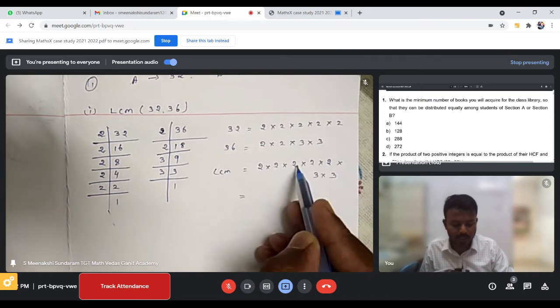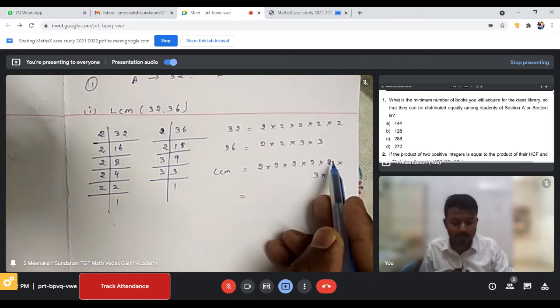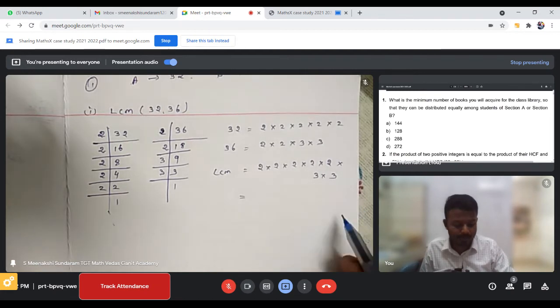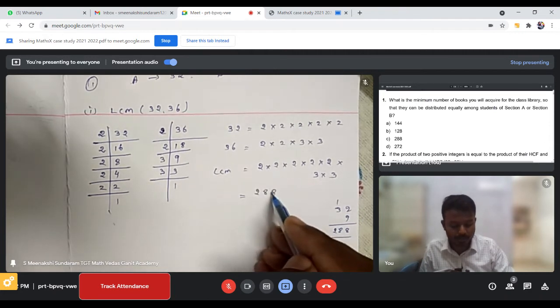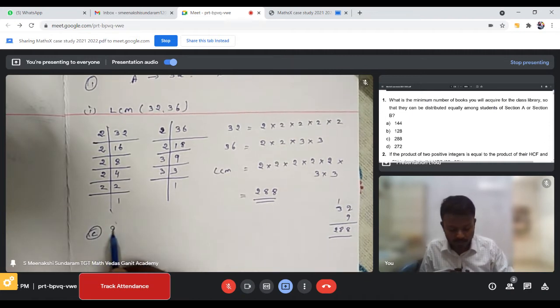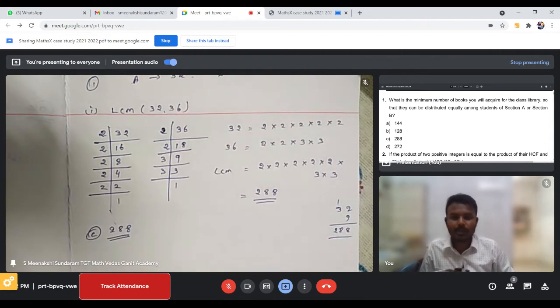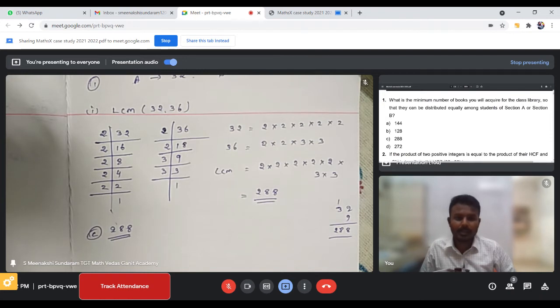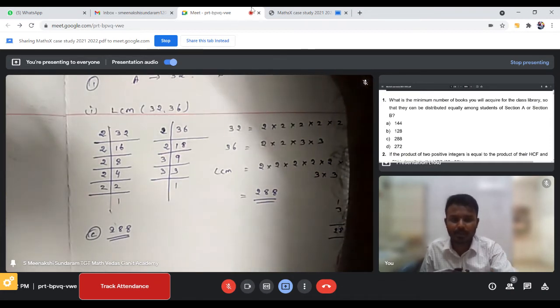Now you should multiply. 2 twos are 4, 4 twos are 8, 8 twos are 16, 16 twos are 32, and 32 into 3 threes is 32 into 9. So you should multiply: 288. So the LCM of these two numbers is 288, and in the options, C is 288. Have you all understood? When they give a situation problem, you need to understand the situation. Then from the question, you find out what you are supposed to find, whether it is LCM or HCF, right? Okay. Now we can move to the second question.